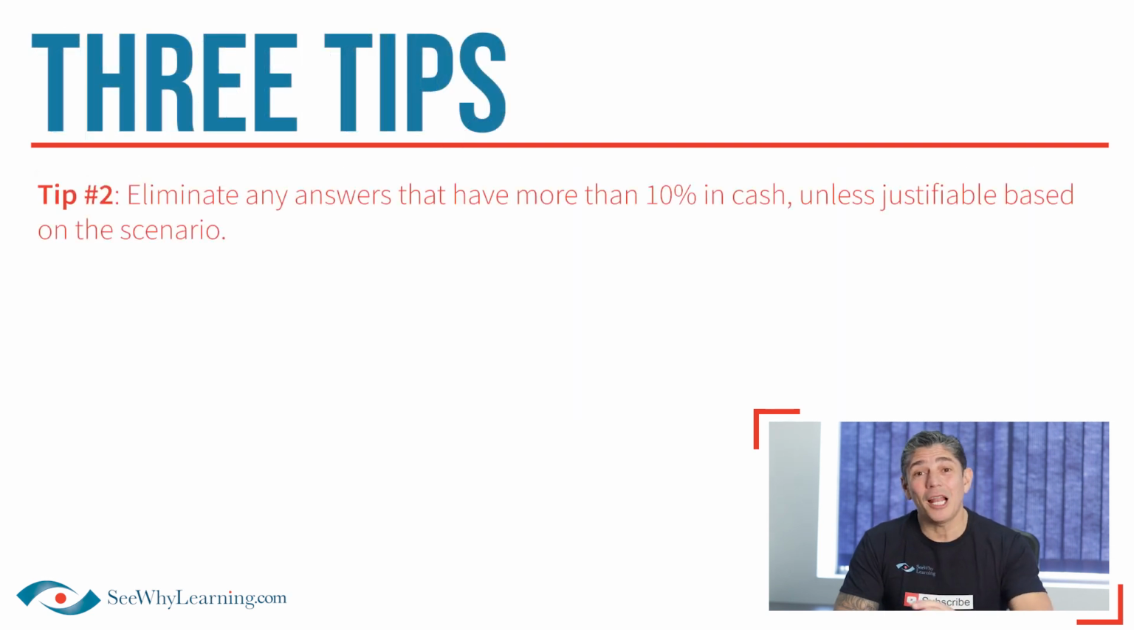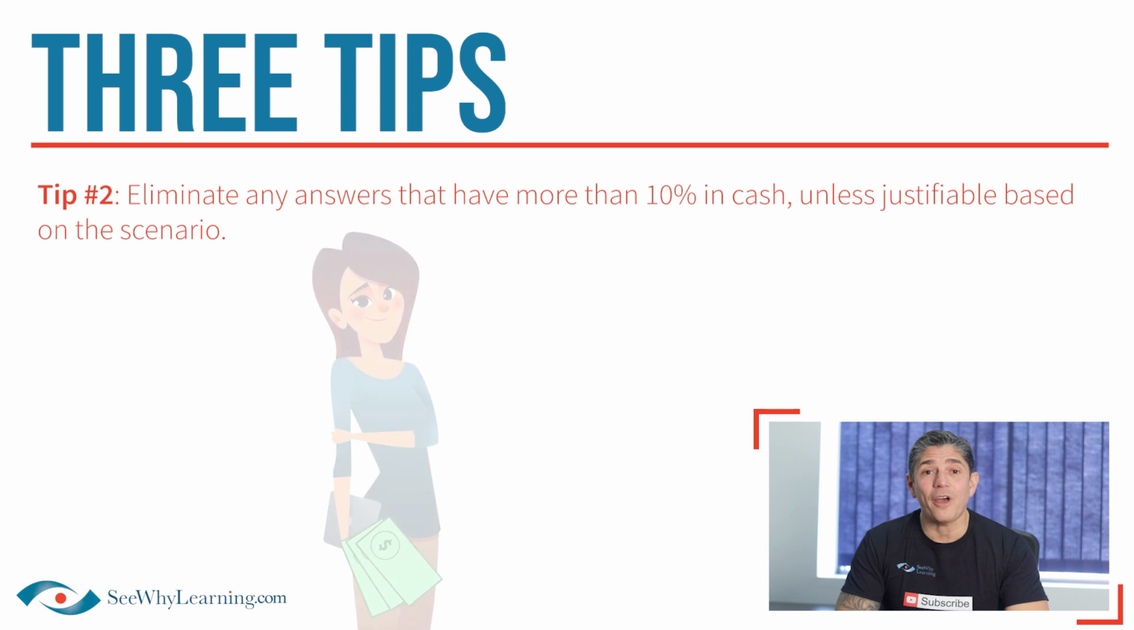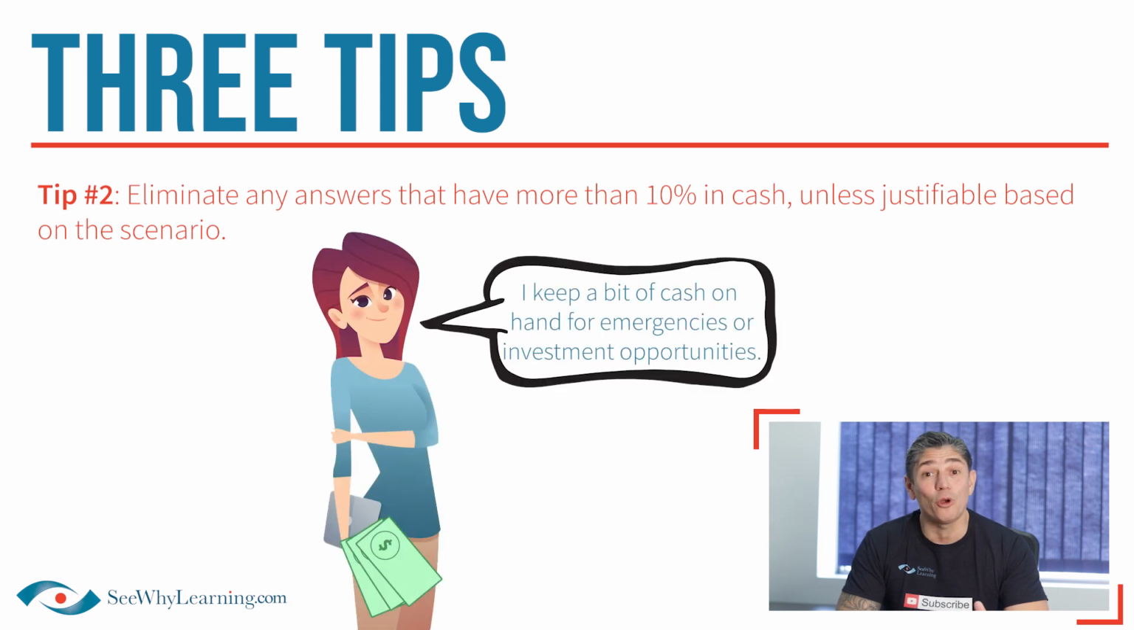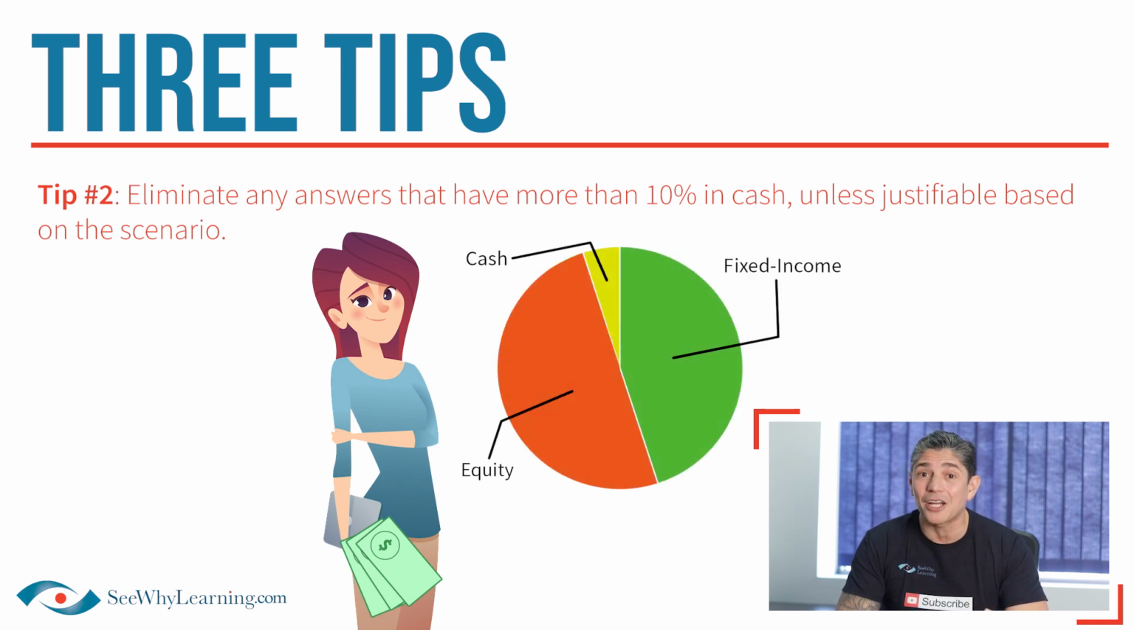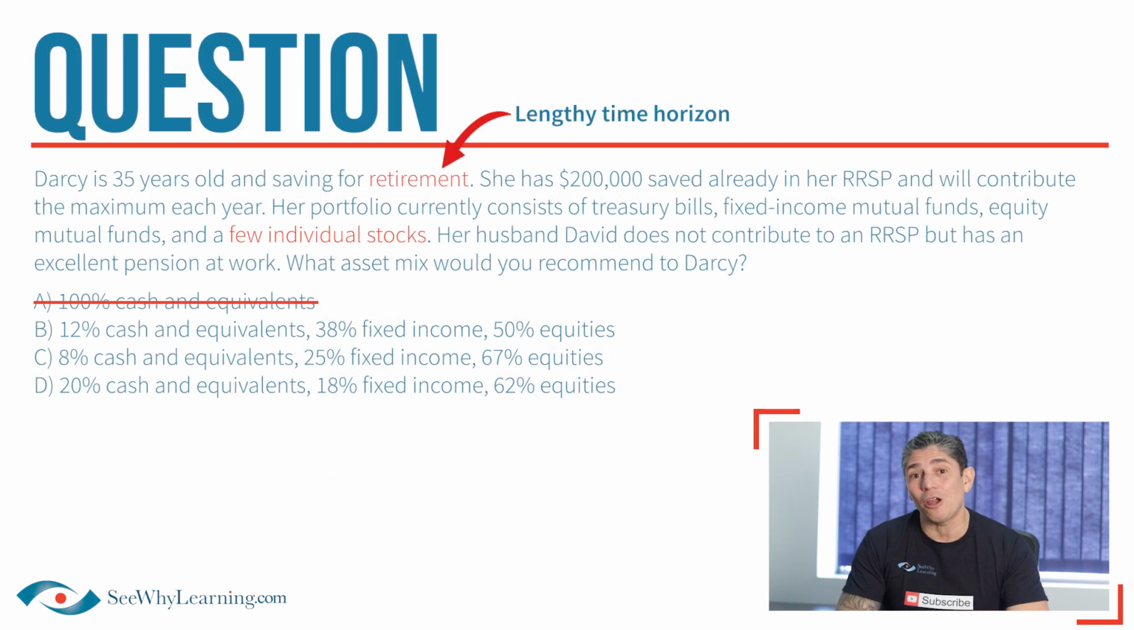Tip number 2, eliminate any answers that have more than 10% in cash unless justifiable based on the scenario. While an investor may want to keep some cash on hand for emergencies or investment opportunities that could arise, cash doesn't generate much of a return. For this reason, a long-term oriented portfolio should typically have between 5 to 10% cash. If there isn't something in the scenario to justify having more, you can use this to eliminate answers. With this in mind, it's probably safe to eliminate answer D, which allocates 20% to cash.